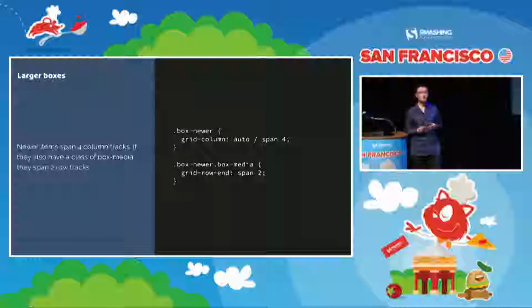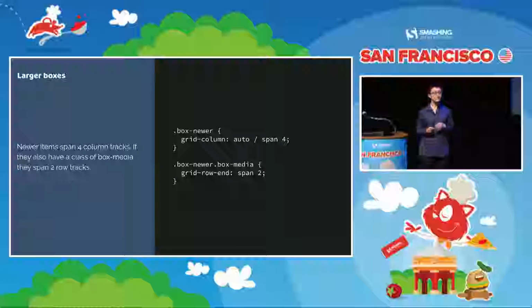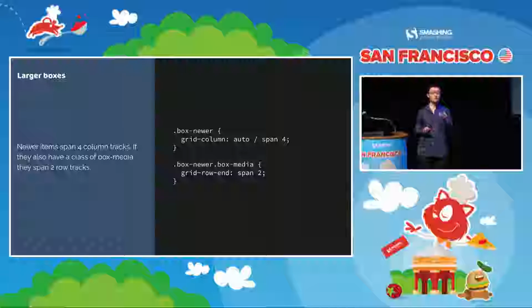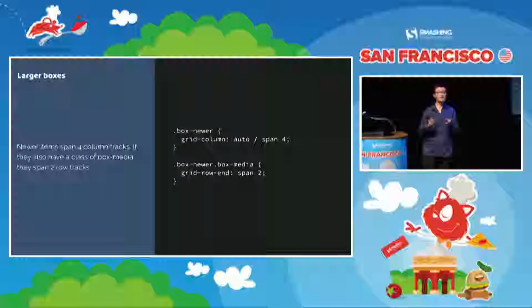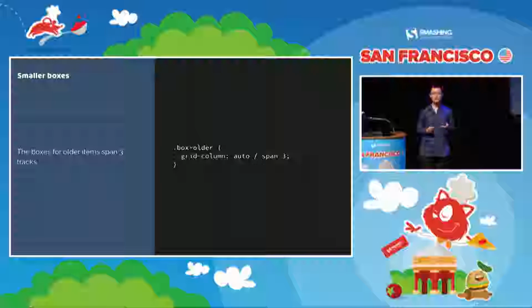So we use this sort of shorthand. We can say box newer, start on grid column auto, which is just where it would start if it was using auto placement, but span 4 tracks. And then if it's a box that's got some media in, it's a taller box, I want grid row n to span 2. And that's kind of 2 ways of achieving the same thing. And if I want to use the shorthand, which has both start and end, I need to use auto as the start. If I just want to use the end property, so grid row end, I can just say span 2. And I've got some smaller boxes that are older, so I'm going to make those span 3 tracks.